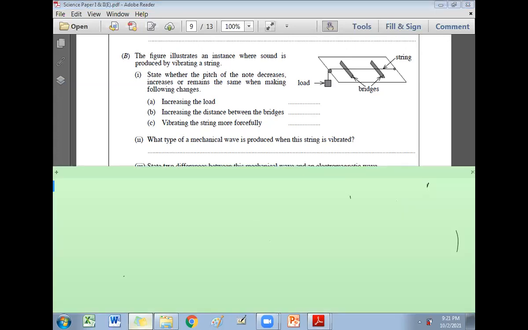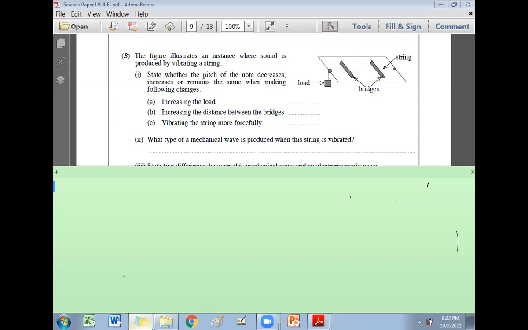Let's see. Again, it's structured as short answers, not long answers. One word answer, one letter answer mostly. Number 1, whether the pitch of the note decreases, increases, or remains the same when making these changes. Observe carefully the question word.